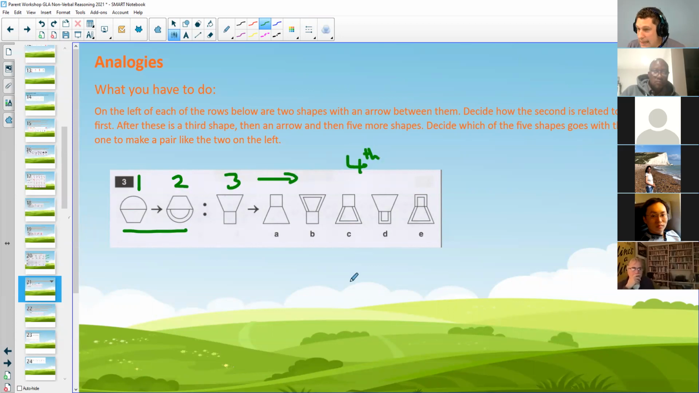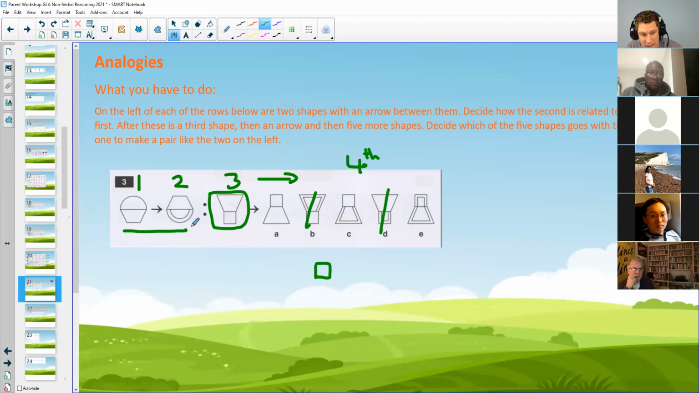But the way that we work it out is to understand what the relationship is between the first and the second shape. Now, what we would look at here is, well, the shape has been rotated, so it's gone 180 degrees. Therefore, I need to do the same with this shape. So the first thing to recognize is I need a square on the top. So if it hasn't got a square on the top, I'm actually going to eliminate it. I'm going to cross it out.